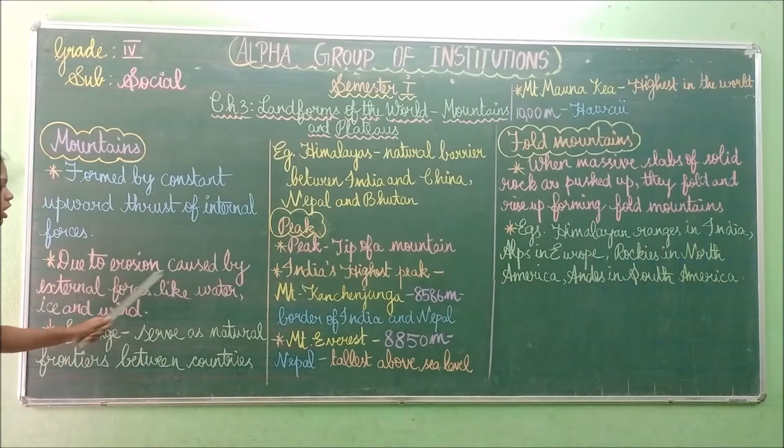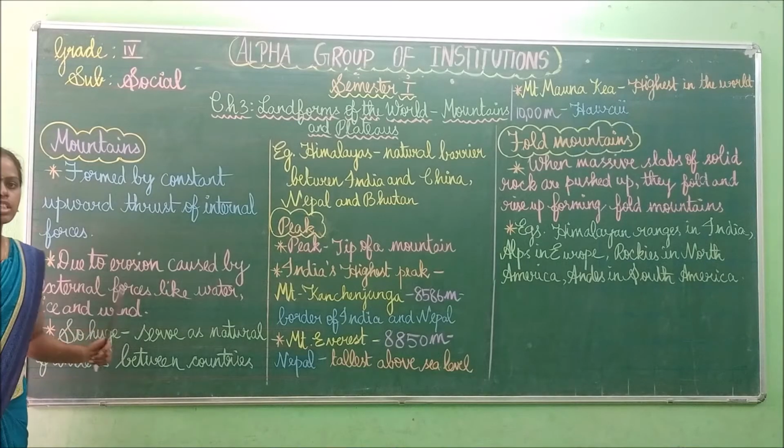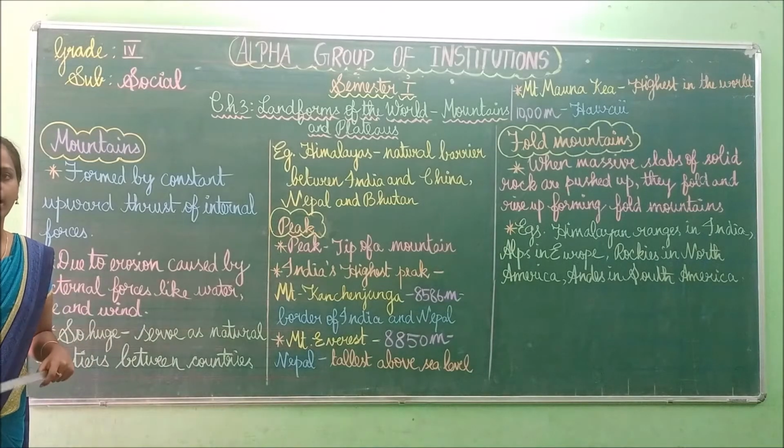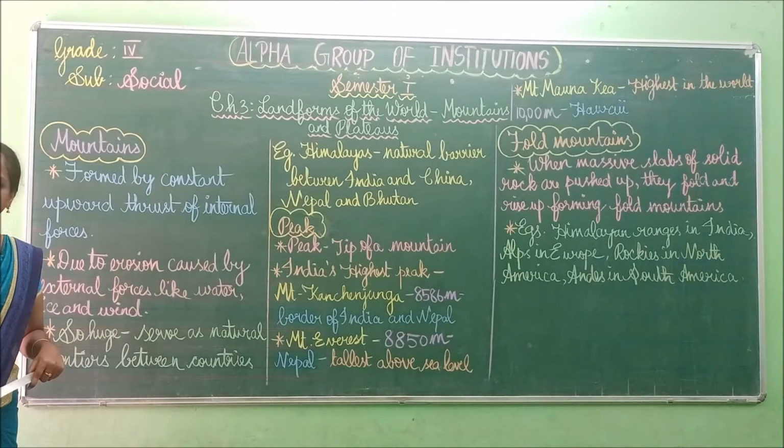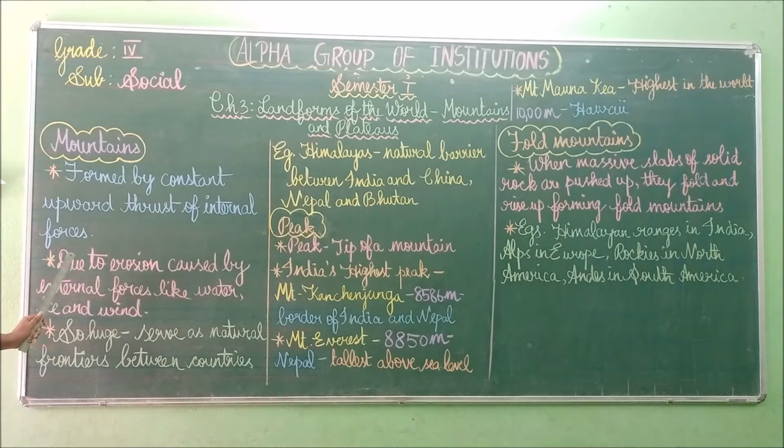Due to erosion caused by external forces like water, ice and wind. Erosion means it is going away. What is on the earth, it is moving. So due to erosion caused by external forces like water, ice and wind.